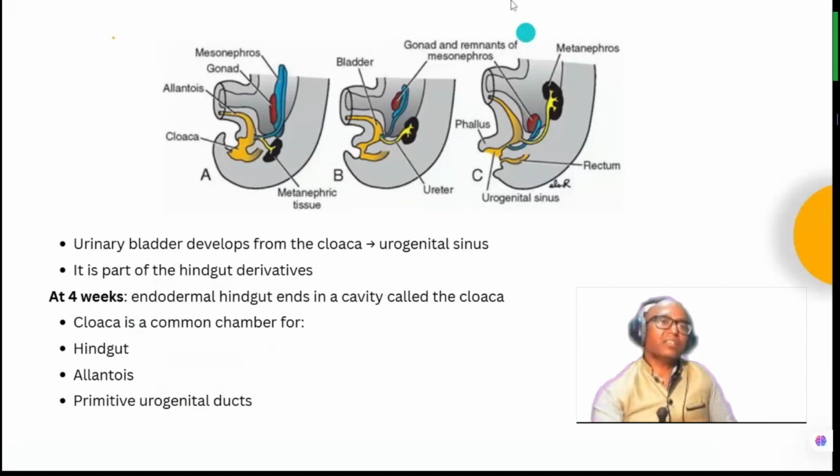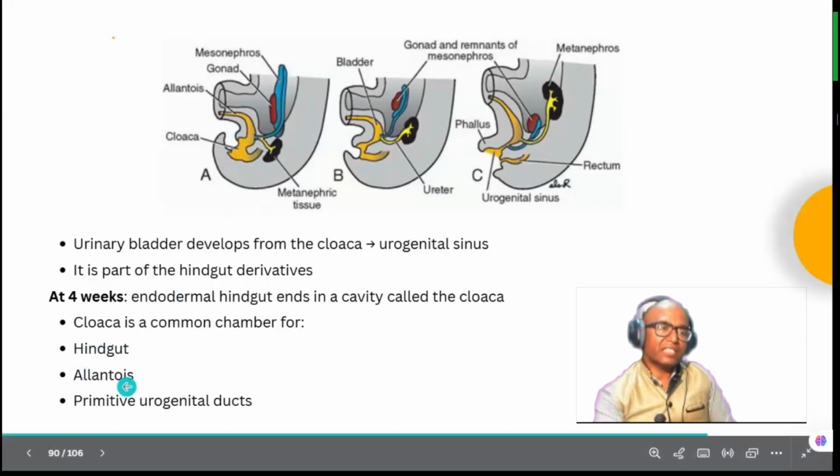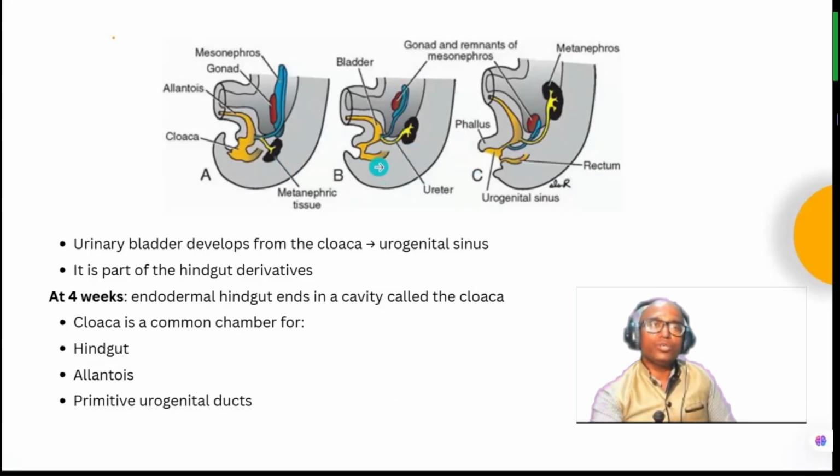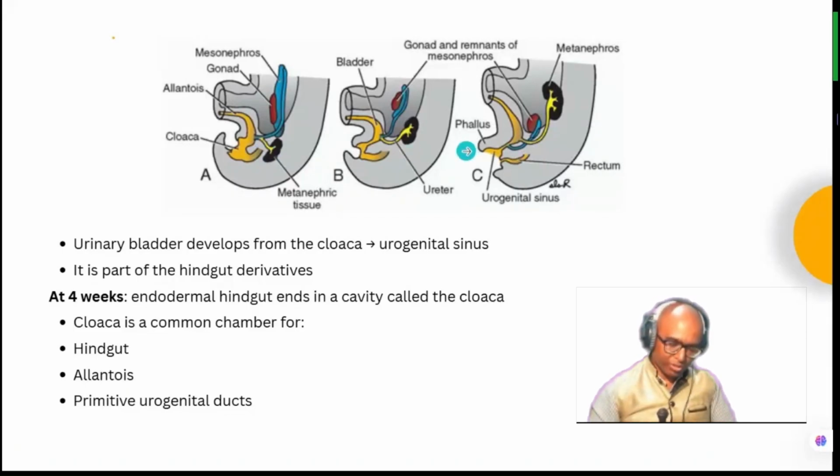That is the hindgut. This is the allantois. You see this allantois. This is the terminal part of the hindgut, and this is the cloaca. Okay, so three things are there in the cloaca. One is the hindgut, second is the allantois, and third is the primitive urogenital ducts. Okay, so then there is development of the urorectal septum. Okay, so one septum develops called the urorectal septum, and it divides the cloaca into certain portions that we'll see in the next figure.